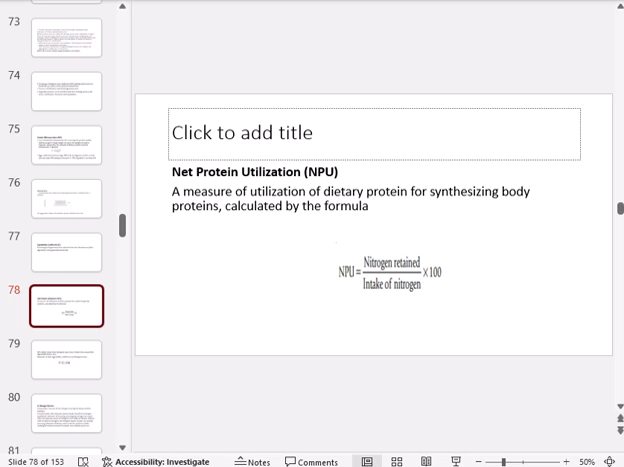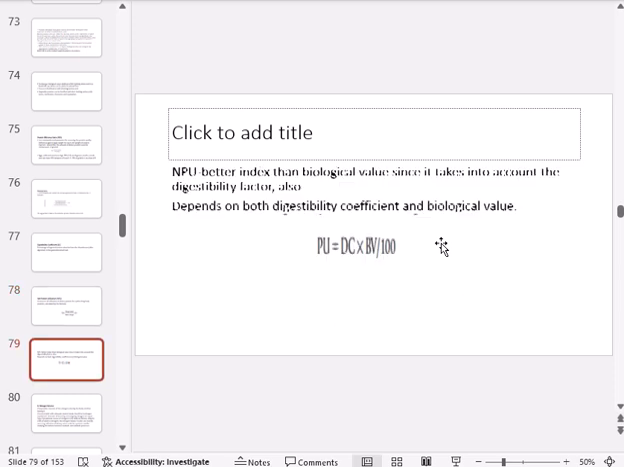This NPU is actually even better than the biological value because it takes into account the digestibility factor also. Looking at it mathematically, you get to see that the net protein utilization is dependent on both the digestibility coefficient and the biological value, BV, using this formula here.